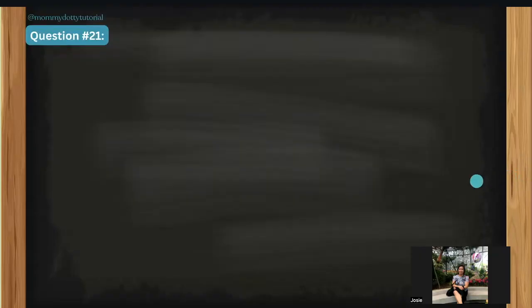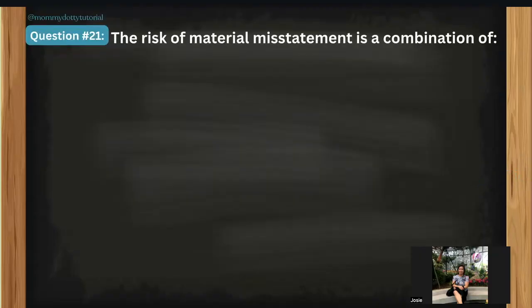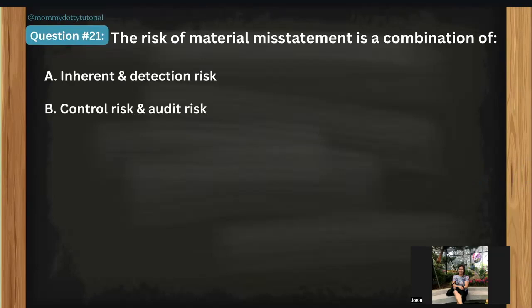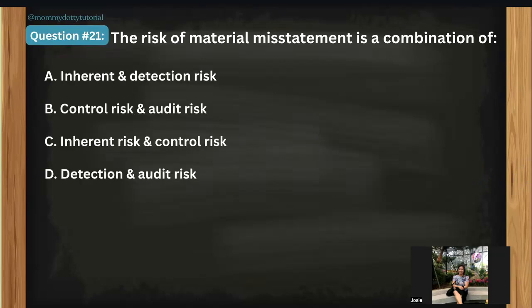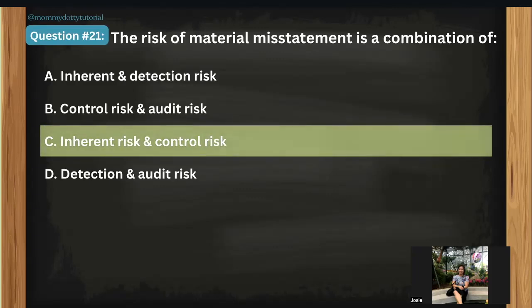Okay, for question number 21, the risk of material misstatement is a combination of A, inherent and detection risk, B, control risk and audit risk, C, inherent risk and control risk, and letter D, detection and audit risk. You may pause the video to think. The correct answer is letter C, inherent risk and control risk. So remember, RMM is the risk of material misstatement, which includes the inherent and the control risk.